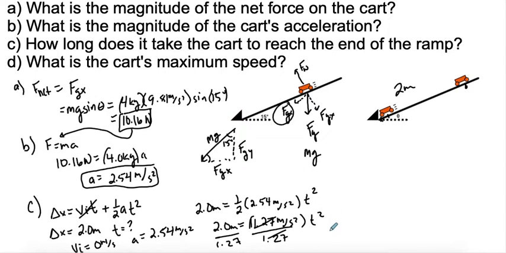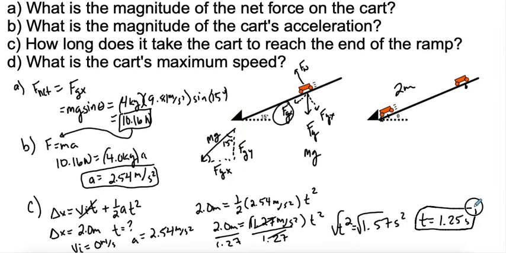And we get a time, or we get time squared, excuse me, t squared equals 1.57, and that'll end up being seconds squared, just for labels, and then we have to square root both sides. And we get a time of 1.25 seconds. So it takes us 1.25 seconds to get down the ramp.